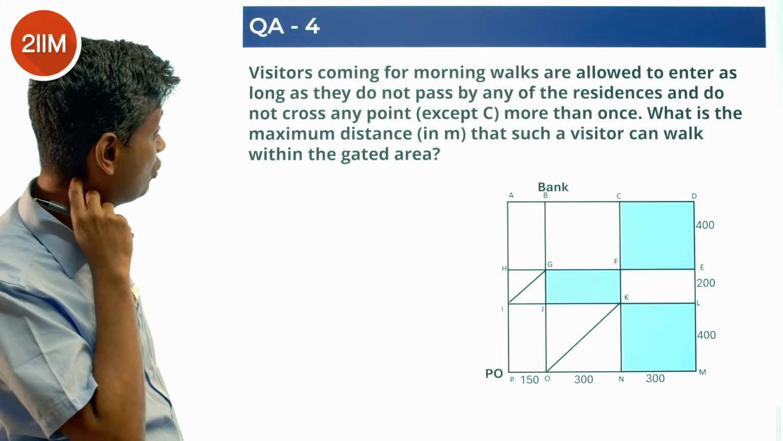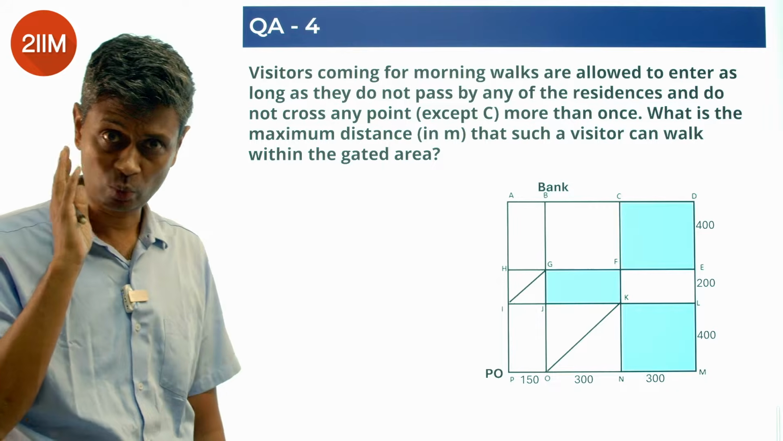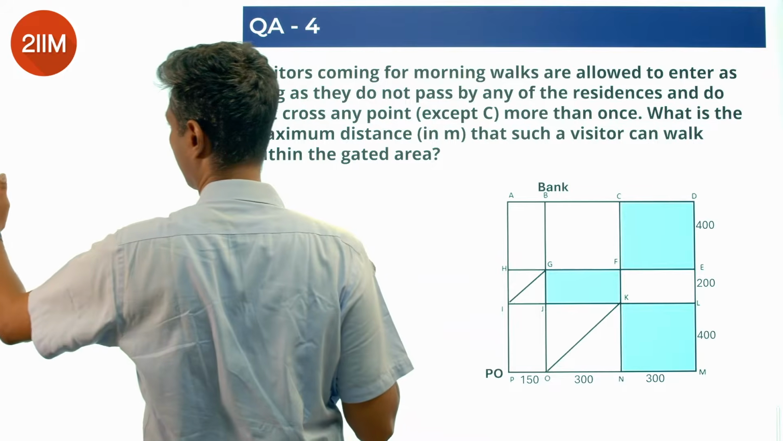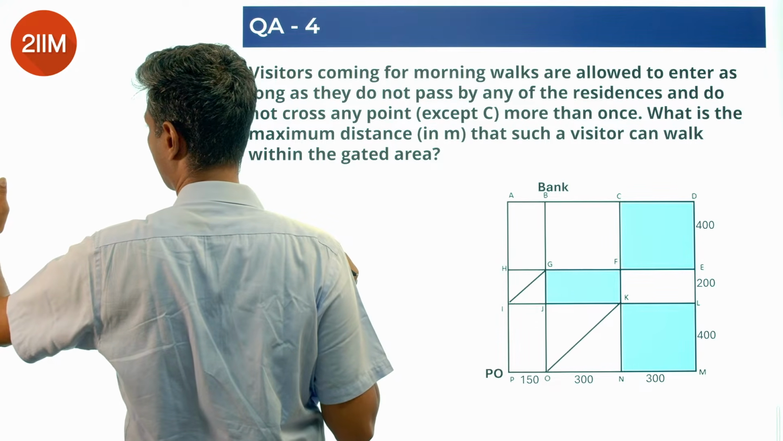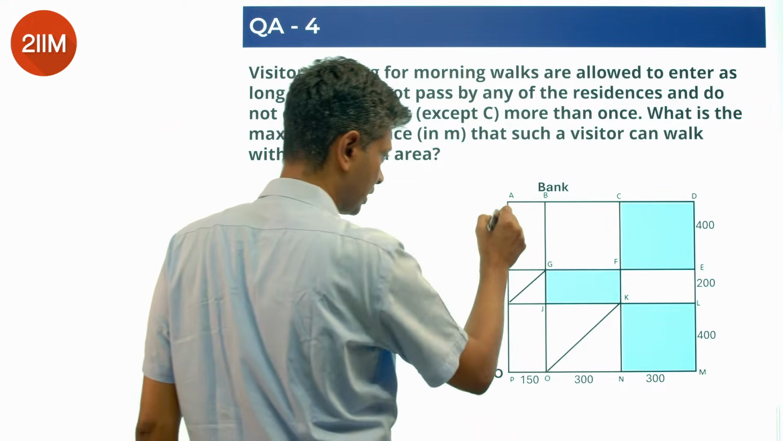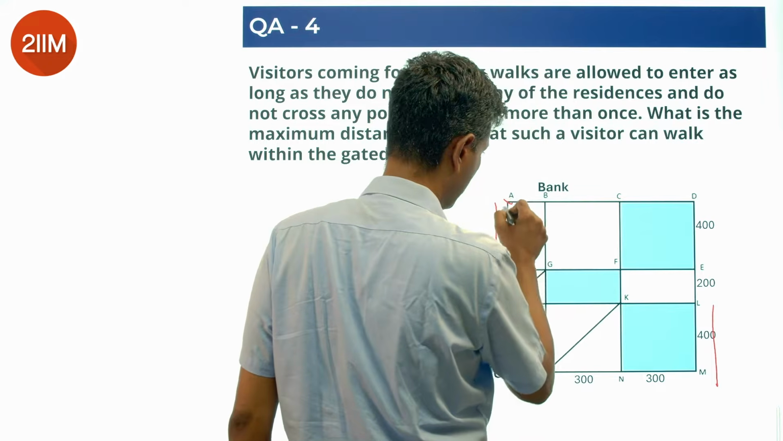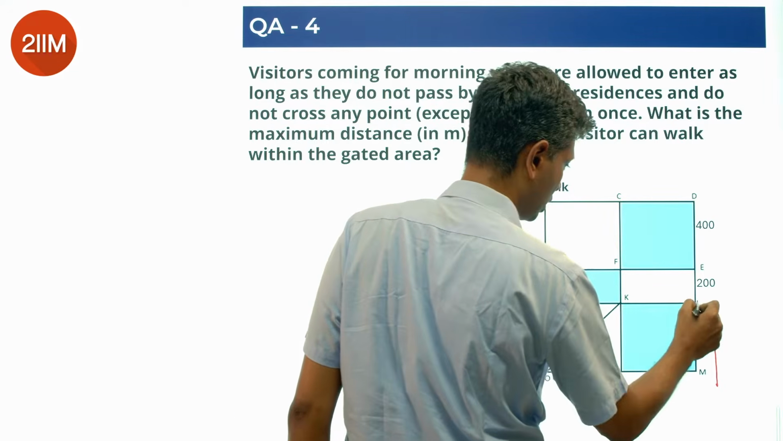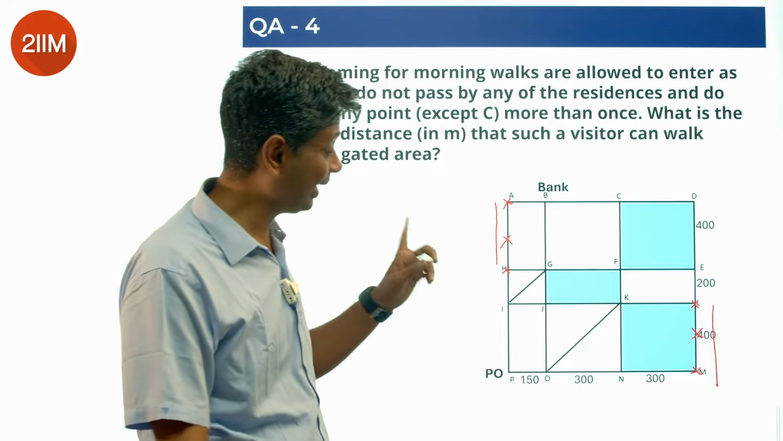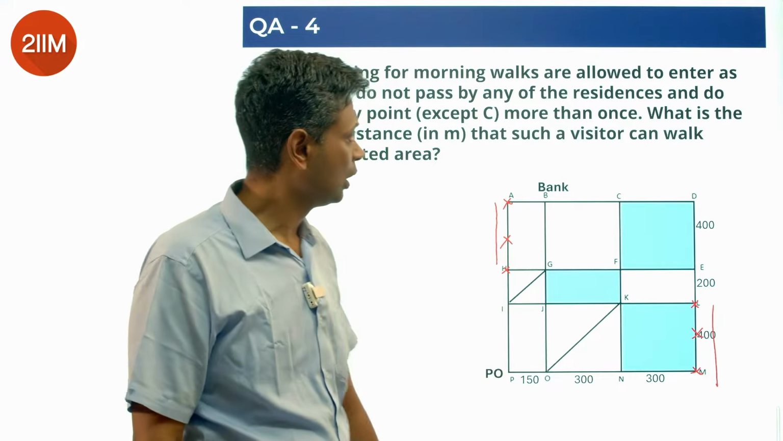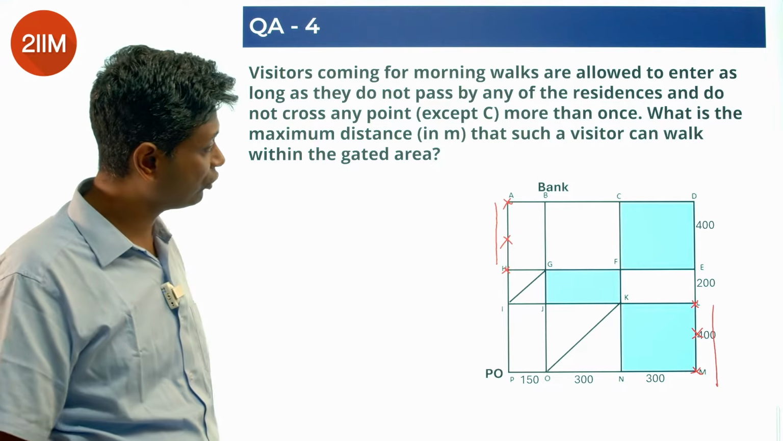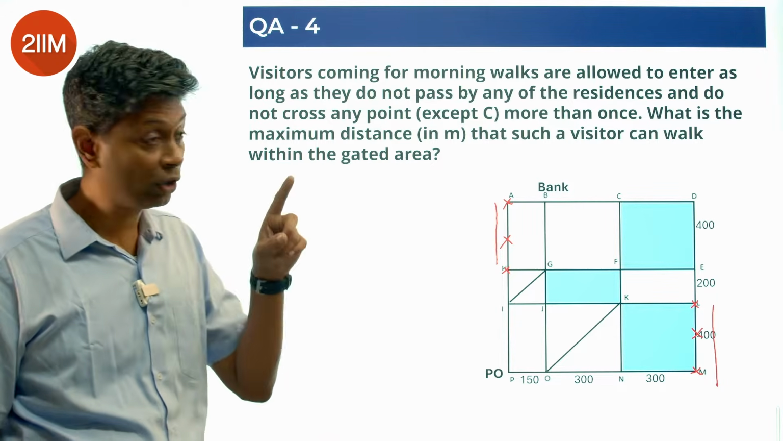Now, they do not pass any of the residences, so do not cross any point more than once. Residences, remember, are at A, H and L, M. So we should not go near A, H, L, M. We cannot go near that because there is a resident at A and at H, at L, at M. We enter through C and exit through C. How many places can we cover? We can go through each point only once.